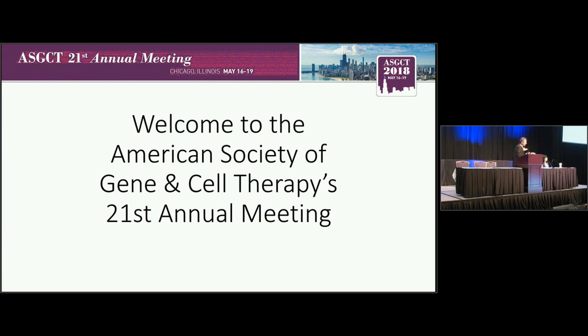But of course, they can be redosed. Yeah, that's the beauty of it. And the genotype? Genotype is not an enrollment criteria in this trial.